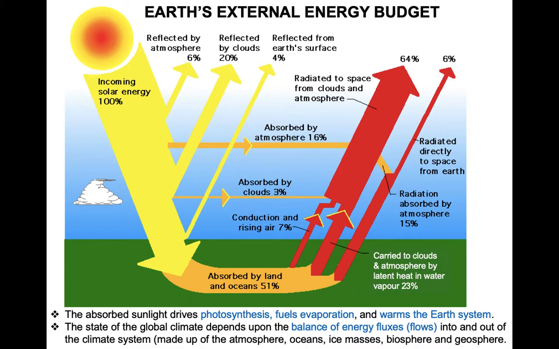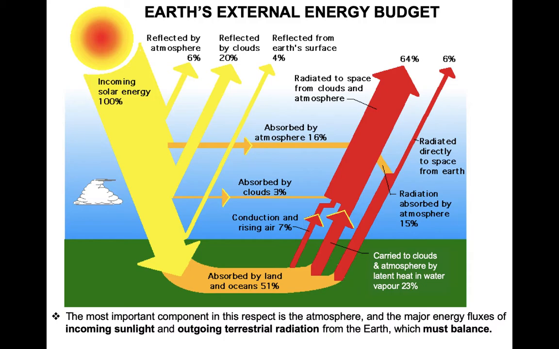So the Earth's global climate depends on this solar energy and how it is balanced in terms of how much is absorbed by land, how much is basically reflected back into the atmosphere. So incoming sunlight and outgoing terrestrial radiation from the Earth really affect the climatic patterns on the surface, and to the largest extent they balance out.